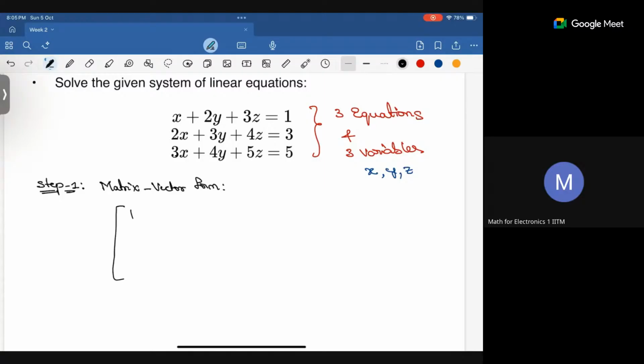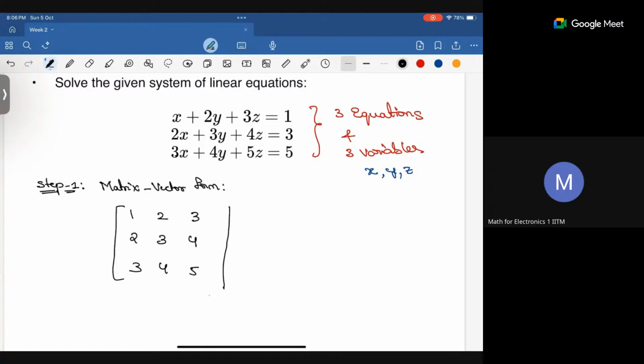So the first row will be 1, 2, and 3. The second row will be 2, 3, and 4. Correct. So the first row will contain the coefficients of the first equation. The coefficients of the first equation are 1, 2, and 3. The second row will contain 2, 3, 4, and the third row will contain 3, 4, 5.